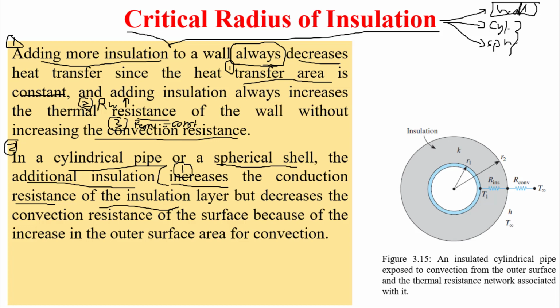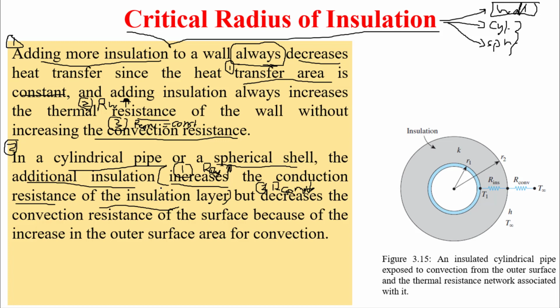So if you keep adding, this is the first parameter affected: R wall increases. The resistance increases, the same as for the wall. But R wall here, for the spherical and cylindrical, I can call it R cylindrical so you don't get confused, increases with the insulation layer, but the other factor decreases the convection resistance. So here R convection, which in the previous geometry, the wall, remained constant, now decreases.